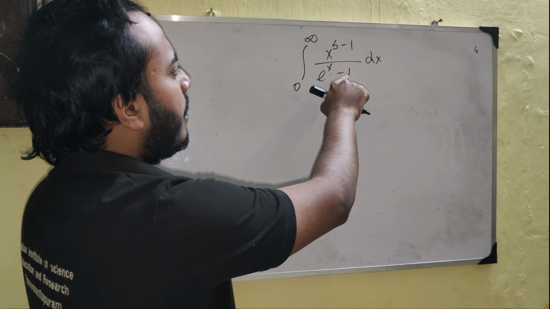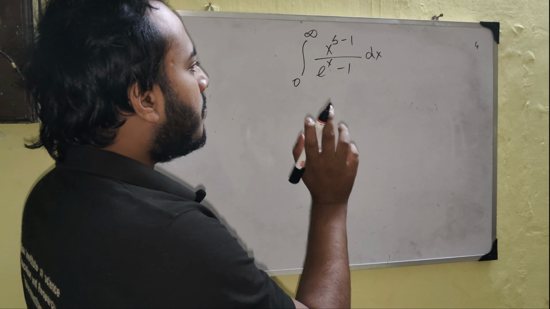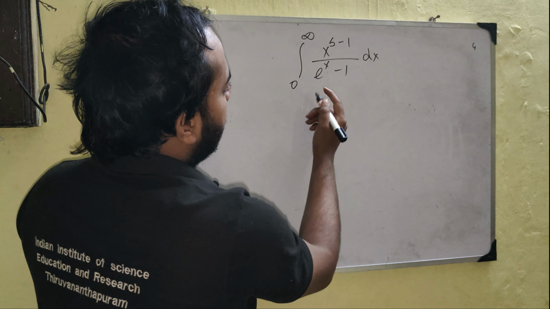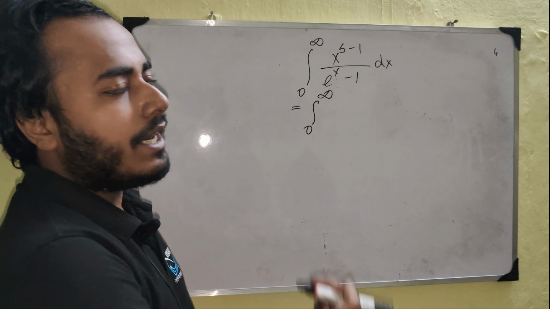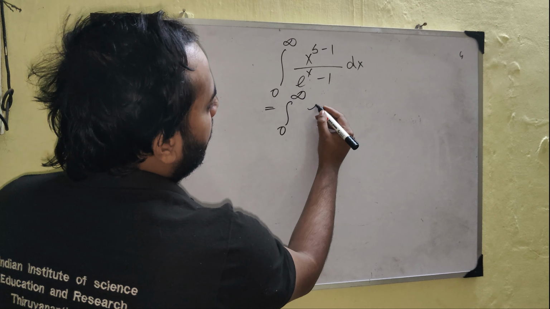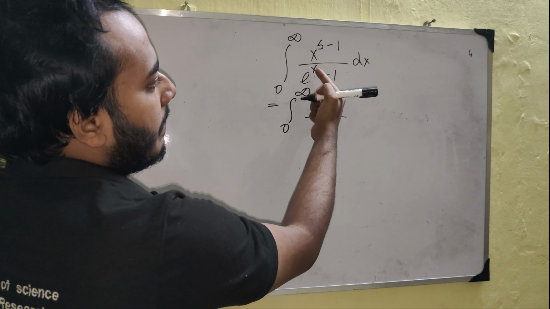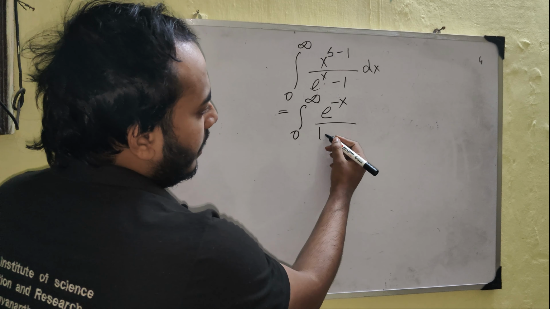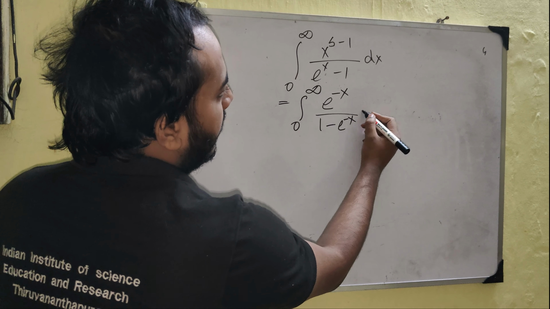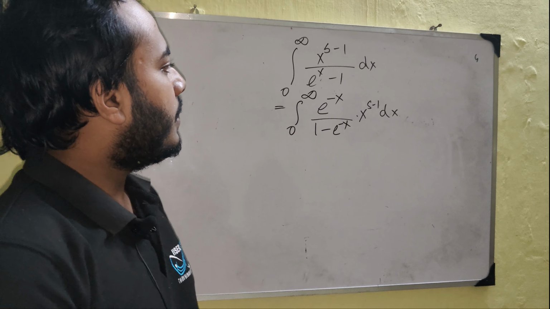First of all, I do not see a series representation for any of them, right? But understand this, that if I were to multiply e to the power minus x on the numerator and in the denominator, what will happen? I will simply get e to the power minus x. Now multiplying e to the power minus x with e to the power x will give me a 1. So this should be 1 minus e to the power minus x, and this should be x to the power s minus 1 dx. Okay.